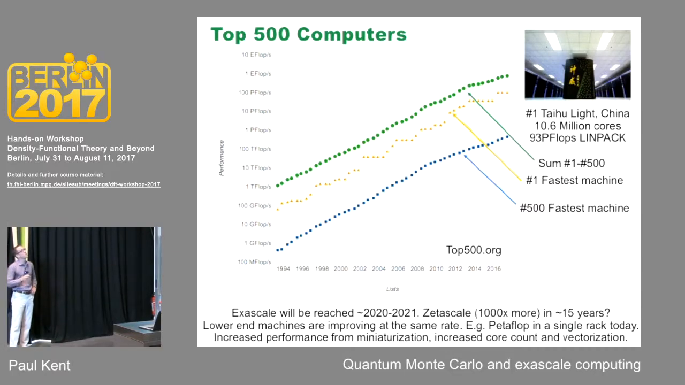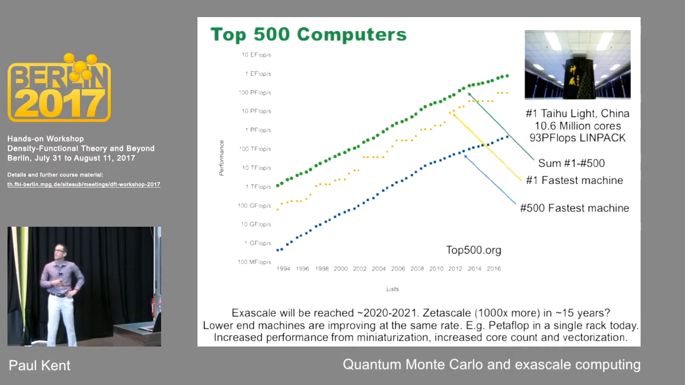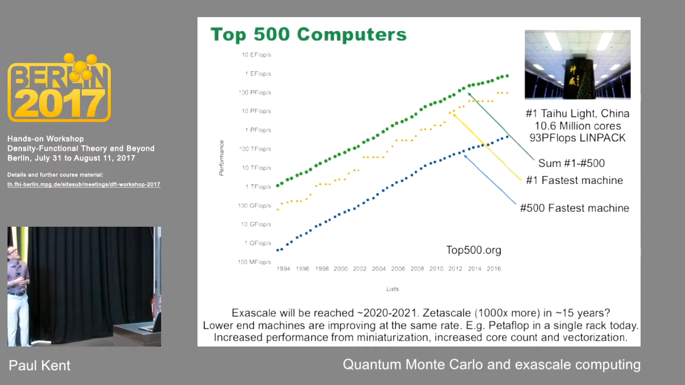But that's the direction. What's interesting, though, is that these blue points are the 500th fastest machine, and you see that they're on basically the same trend as the number one fastest machine. This is very interesting because it means, even if we're not fortunate enough to have access to the top machines, the bottom machines are also getting a lot faster. So these are machines that our university or department might be able to afford.